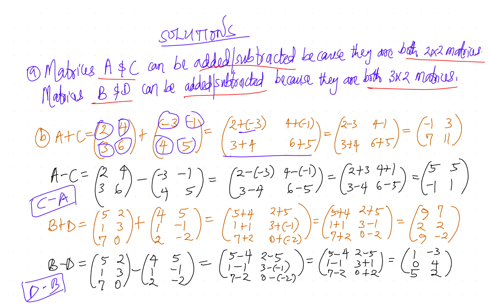And then 2 minus 3 is minus 1. 4 minus 1 is 3. 3 plus 4 is 7. 6 plus 5 is 11. Okay, so that takes care of the addition of A and C.